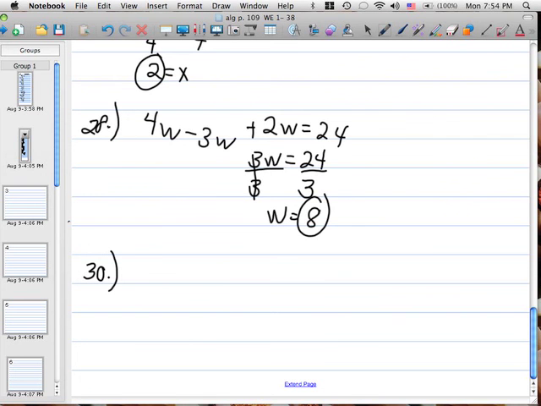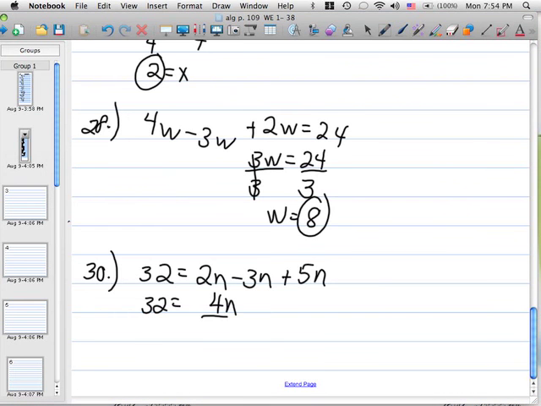Problem number 30, we have 32 equals 2n minus 3n plus 5n. So that simplifies on the right side. 2n minus 3n is a negative n, plus 5n makes 4n. Divide both sides by 4, and we get 8 equals n.